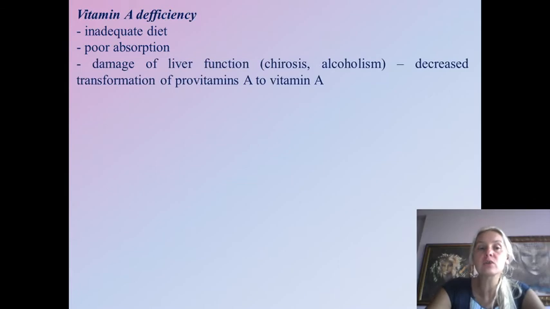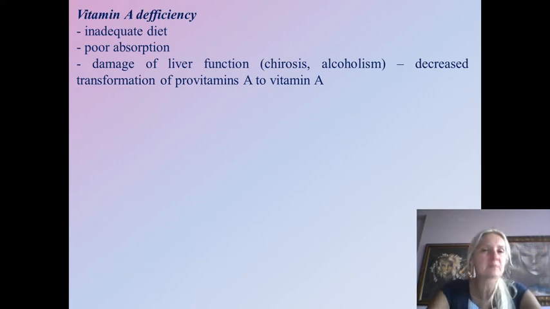We can conclude that certain malfunctioning of the liver, like in cirrhosis and in persons with alcoholism, may lead to improper transformation or bioactivation of vitamin A from provitamins, which yields vitamin A deficiency in the end.